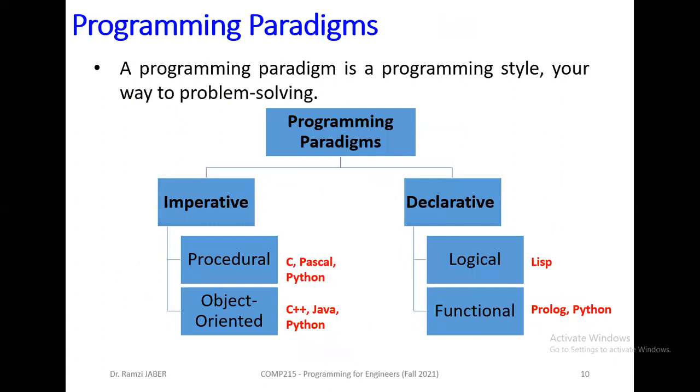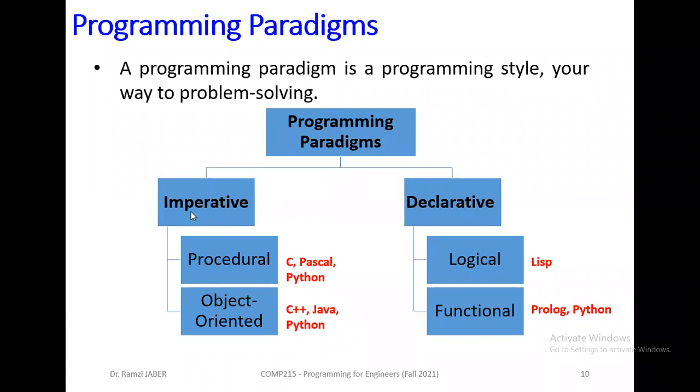Now we have different paradigms. Paradigm means style. A programming paradigm is a programming style, a way of writing, your way of problem solving, how to think, what your algorithm is. This is called the style. So we have different paradigms in any programming language.